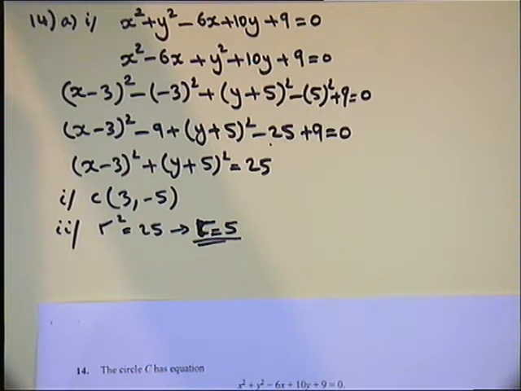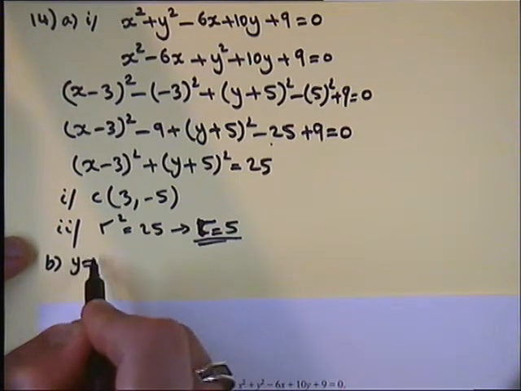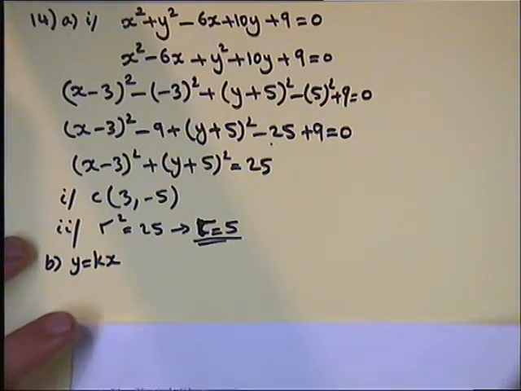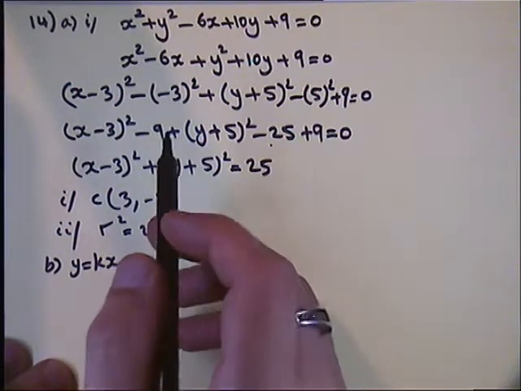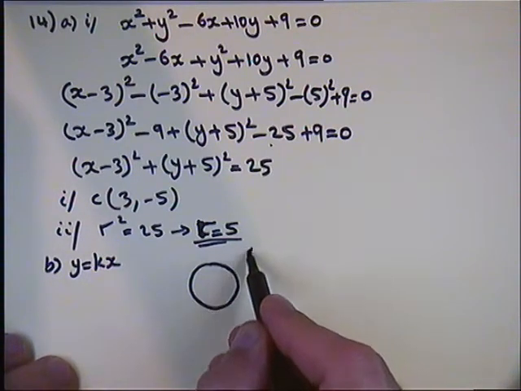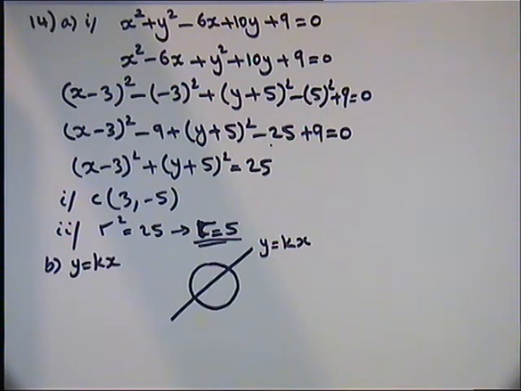Okay, so let's move on to the next part of the question. The line with equation y equals kx, where k is a constant, cuts C at two distinct points. Find the range of possible values for k. First of all, this is the equation of a circle, so let's draw the diagram. Here is a circle, and let's say this is y equals kx. It cuts the circle at two distinct points. All we need to do here is substitute y equals kx into the equation of the circle and solve the quadratic to find the values of k.